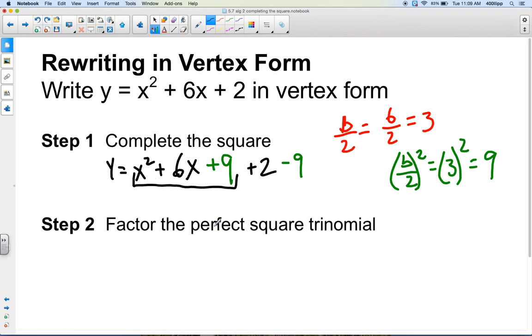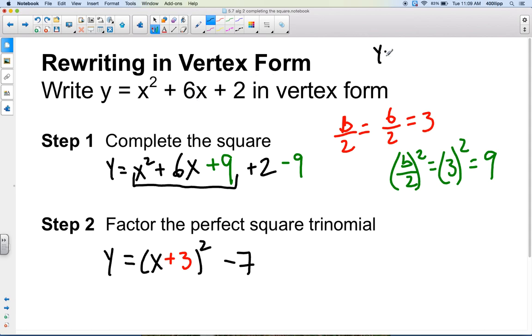So we're going to factor the perfect square trinomial now. So now I have, this is going to give us x squared plus 6x plus 9. I already know that whatever I got my b over 2 as, which is 3, that's going to be x plus 3 squared. And let's check that. 3 times 3 is 9. 3 plus 3 is 6. So that worked. And then we'll have 2 minus 9, which is negative 7. And this is in vertex form.